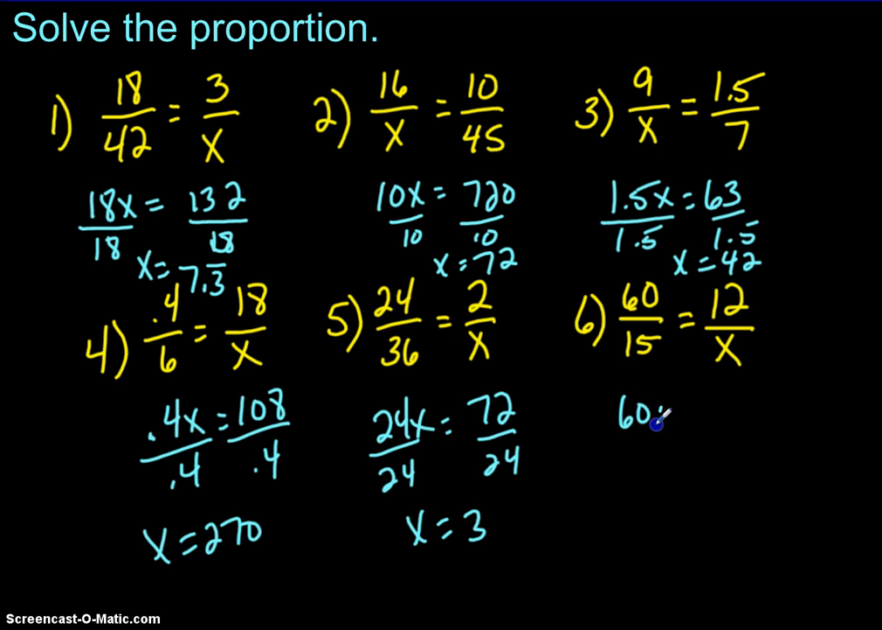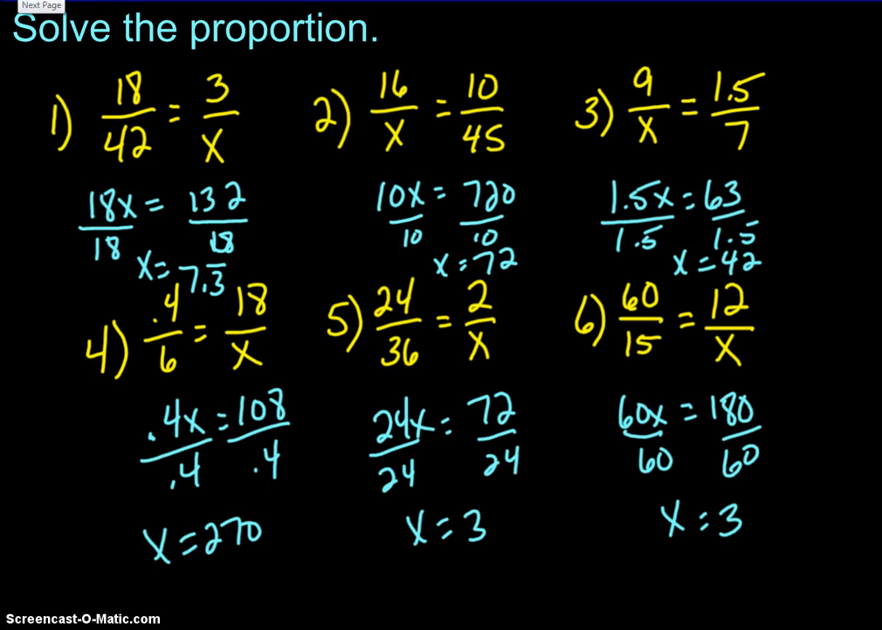Let's do 60x here equals, let's see, it's 150 plus, that's 180. Divide by 60, x is equal to 3. And again, using cross products, we set up a simple equation. We divide both sides to solve.